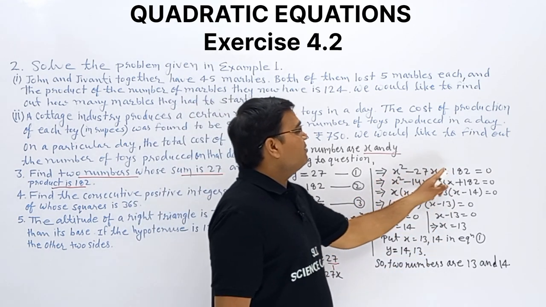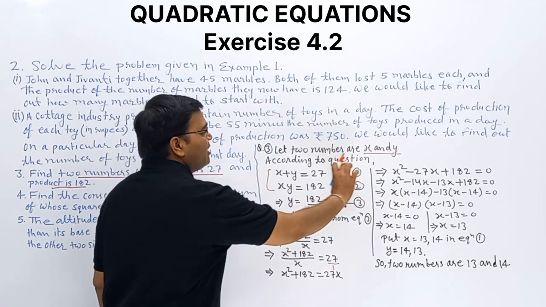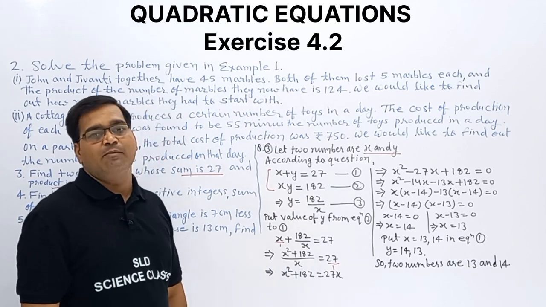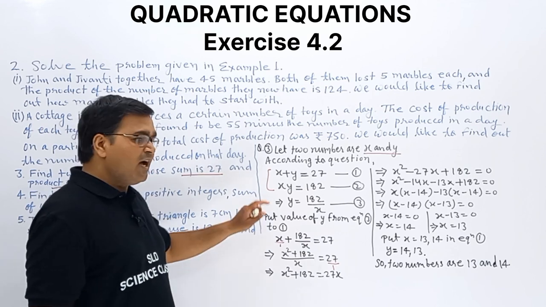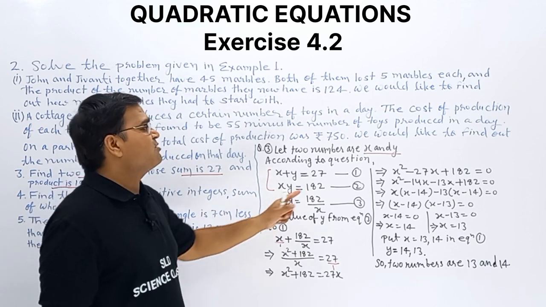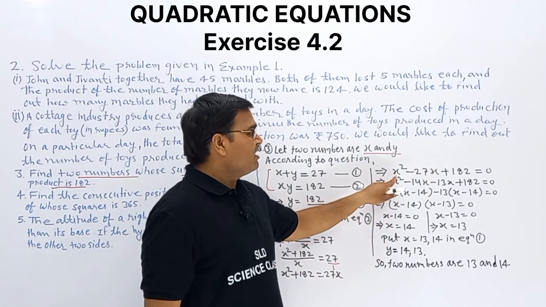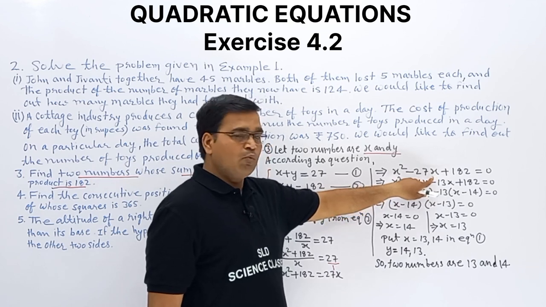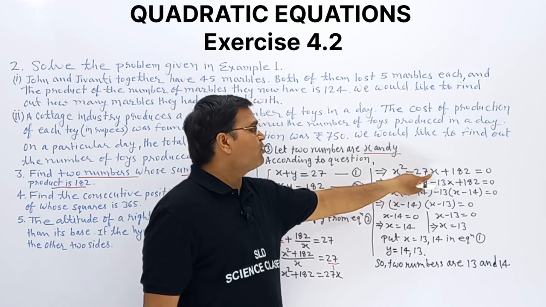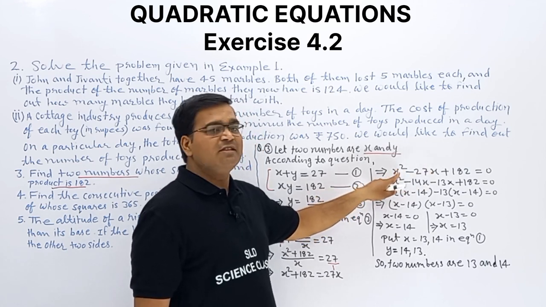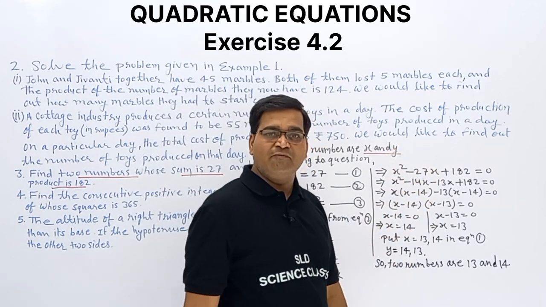Clear? Now this is a one variable equation. In the starting, equation 1 and equation 2 are two variable equations, with x and y as variables in both. We converted these equations into one variable. Now this is a quadratic equation, because its degree is 2, the maximum power of x is 2. So we will solve this quadratic equation by using factorization.